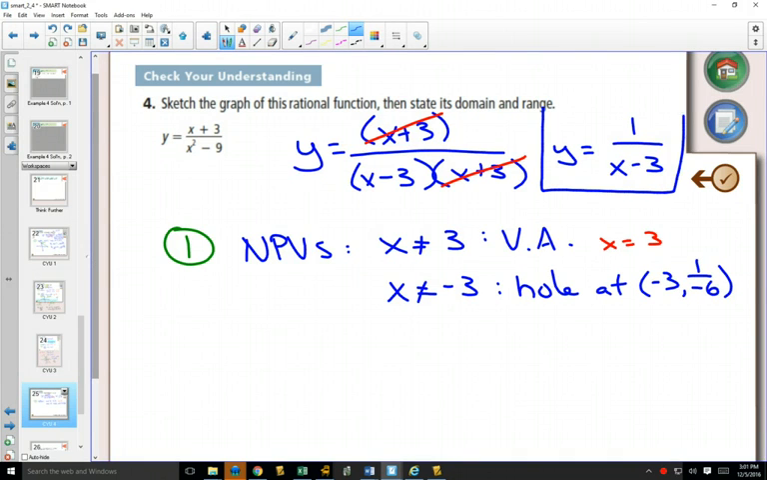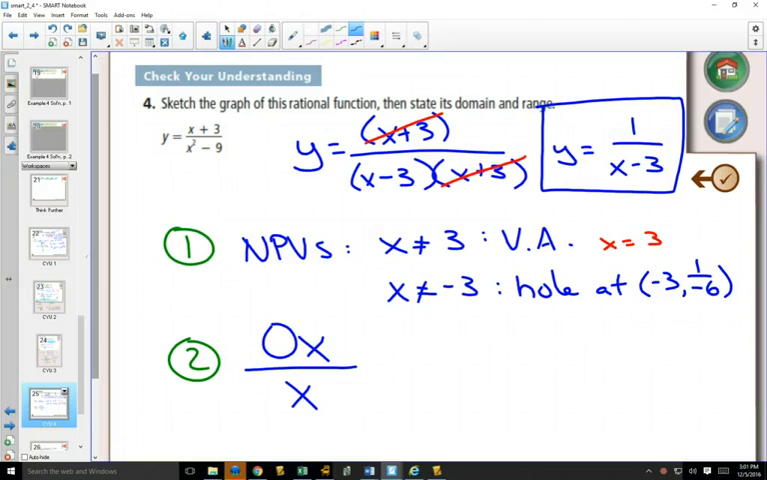Now that it's simplified, this is going to be the equation that we're going to use to figure out our other asymptotes. Highest degree, highest power is just the x. We have one x on the bottom. We have no x's on the top. This simplifies to 0. This means we have a horizontal asymptote at y equals 0.